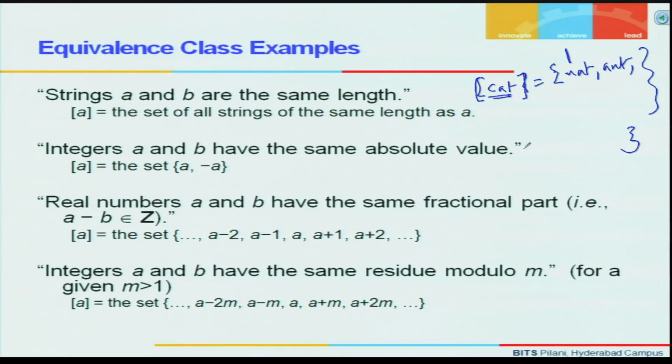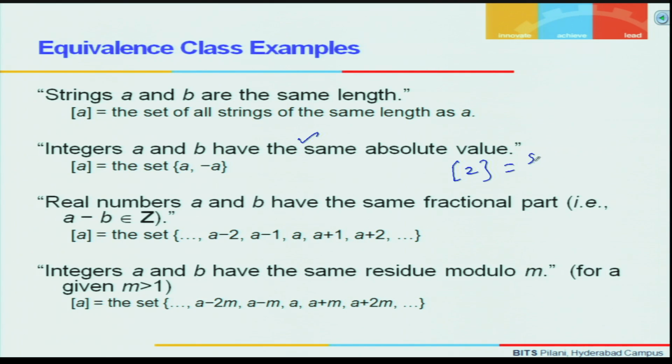When we take another relation, integers A and B have the same absolute value, this is the relation. We can easily see that this relation is an equivalence relation. Now I am asking you, what is the equivalence class of, say, 2, with respect to this relation?